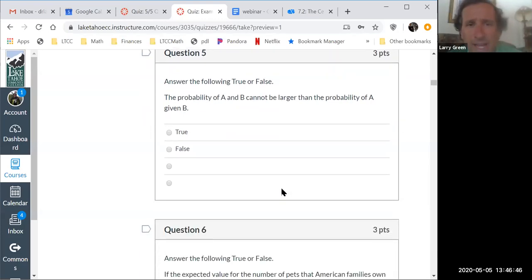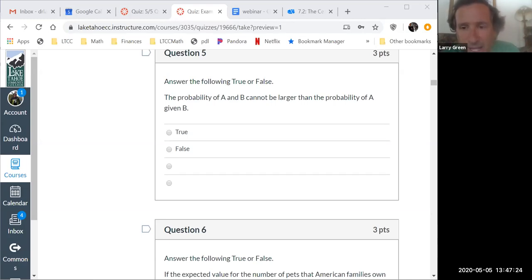Okay, the probability of A and B cannot be larger than the probability of A given B. True or false, and why? I think this is hard for most of you. Hard means that it didn't have a high percentage of correct answers. Okay, so this one has to do with the formula. So we had an equation, and I'll say it as I put it in the chat box. I'll say it because on video you can only hear what I say, and the chat box you can see if you're here.